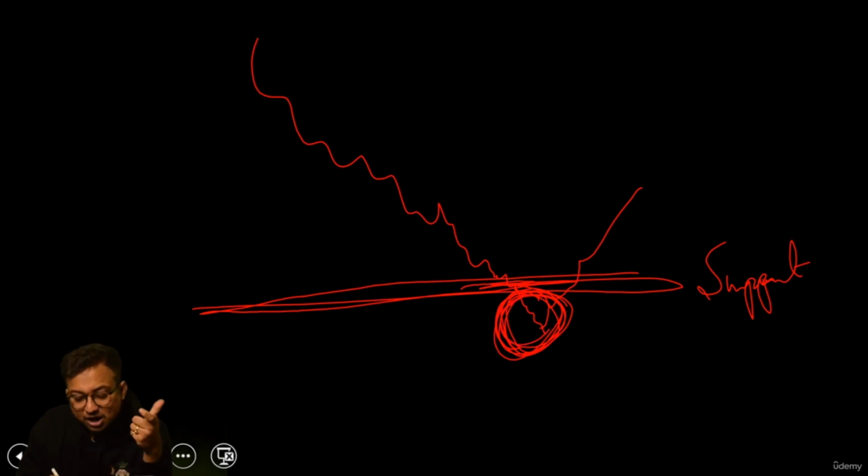Let's imagine that you have taken the short entry, and so you are the bears, and if the breakout does not work, as a bear, now you are trapped. Literally you are trapped. So that is called a bear trap. I hope it's very, very clear.